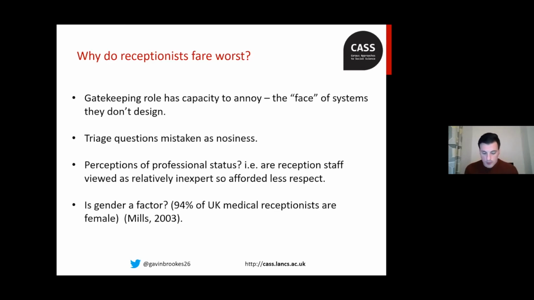And finally, we wondered whether gender was a factor. 94% of receptionists in the UK are female. And again, we thought that there might be expectations that women should be more caring or perhaps nicer than men. With that said, nurses tend to get rated better than receptionists, and 98% of nurses in the NHS are female. So maybe it's a combination of this intersection of gender and perceptions of professional status, along with other factors that we're seeing here. In other words, gender won't explain the low negative evaluations, but it might play a role.